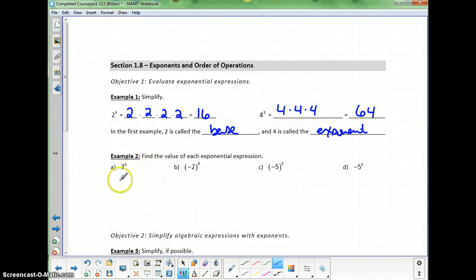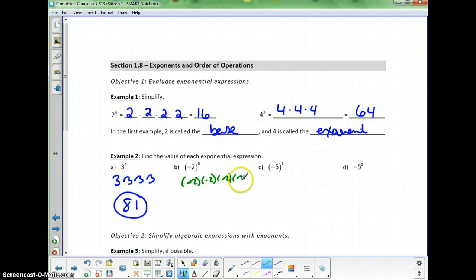3 to the 4th is the same as 3 times 3 times 3 times 3, 81. Negative 2 to the 5th is the same as negative 2 times negative 2 times negative 2 times negative 2. These negatives aren't showing up very well. Let me darken them. And one more, negative 2. This expression has 1, 2, 3, 4, 5 negatives. 5 negatives will be negative, and 2 times 2 times 2 times 2 times 2 is 32.